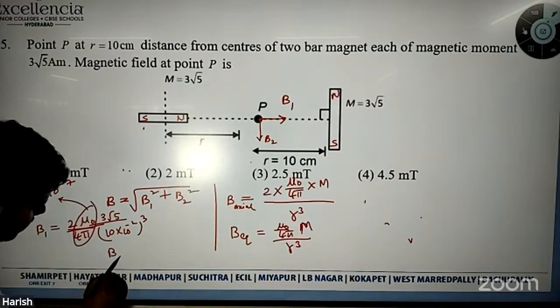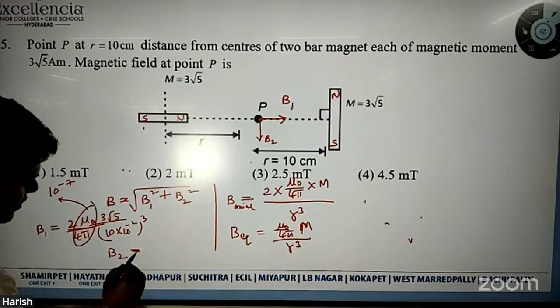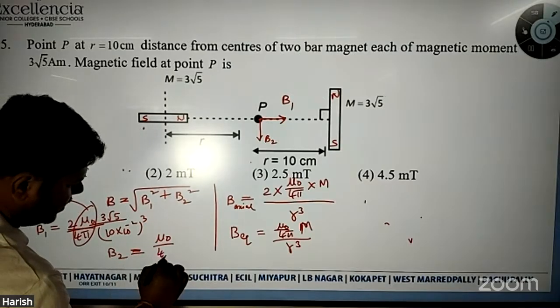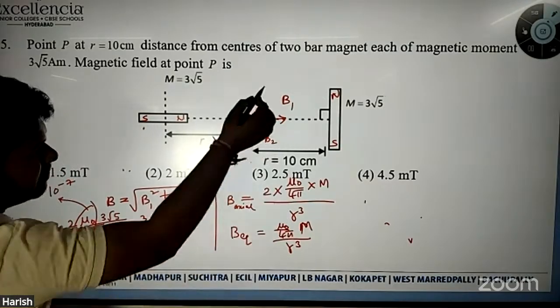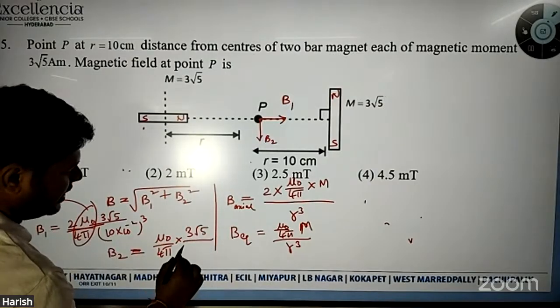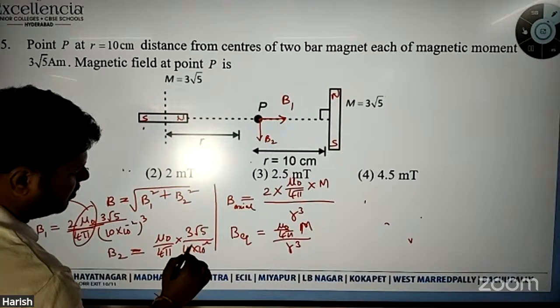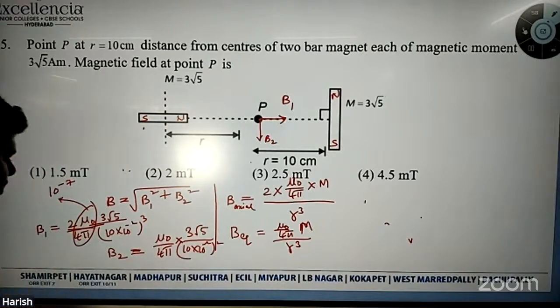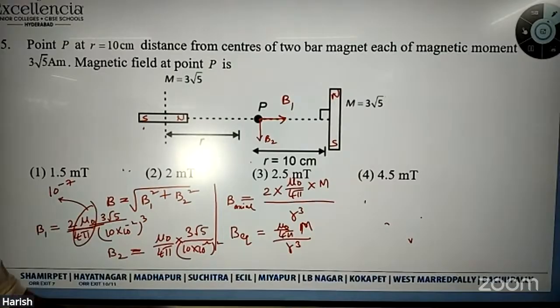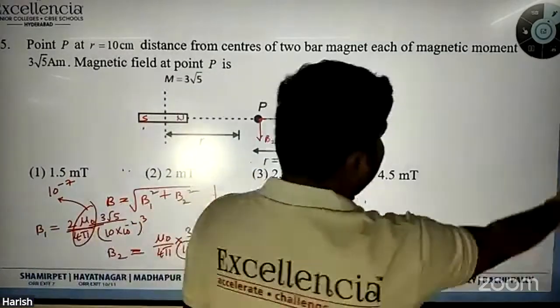Similarly, you can take B2, which is mu naught by 4 pi into M, the magnetic moment, which is again 3 root 5, by R, again 10 centimeters. So 10 into 10 power of minus 2. Just simplify these values and substitute in this, you will get the result. So that calculation, I'm leaving it to you. So just do it yourself. I'll move on to the next question.